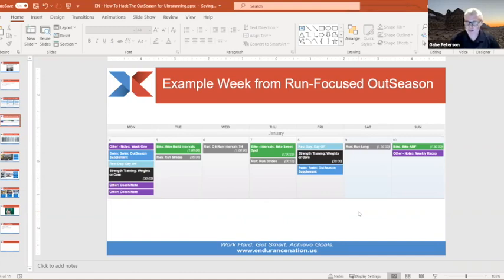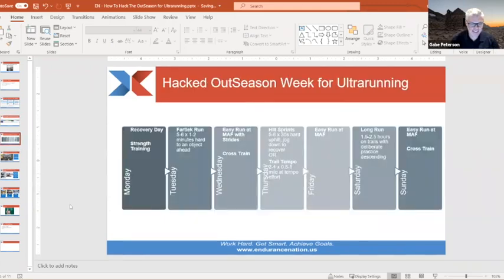But if the major focus of your season is ultra running, the key thing will be to run a lot. And so what we did is kind of took that weekly schedule and suggested a lineup of workouts, and you're free to change the order of the days.